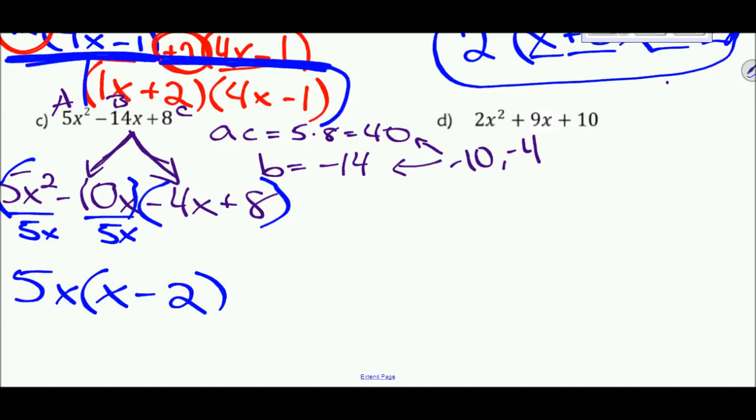This set of parentheses should show up again in our second factor. That x minus 2 should show up there again. I just start by writing that because I know that has to be there. And then I think about what I have to divide that by to get to these two. What do I need to divide by?